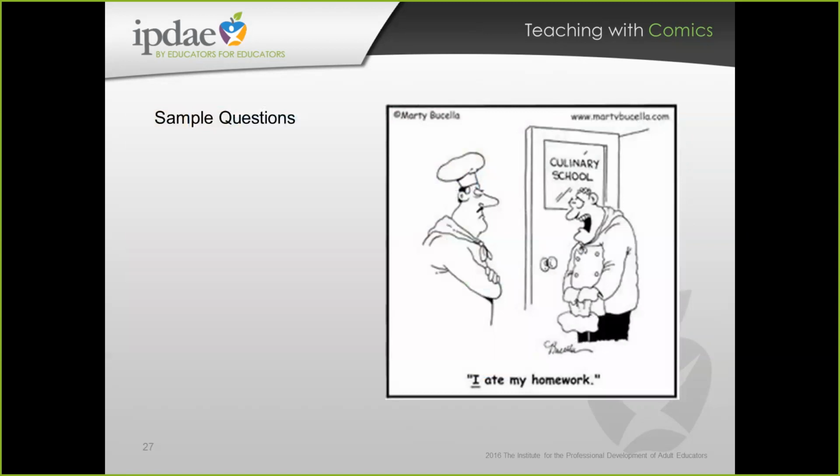But Susan, let's go ahead and deconstruct, so to speak, this particular cartoon. So I'm going to ask you, with this cartoon, what do you see? Okay, I see an open door and it says culinary school. I see two people standing there. I see a chef on the left side with his arms crossed and a kind of scowl on his face. I see another, has a chef's hat in his hand, and he has that pleading look. So those are the things I see.